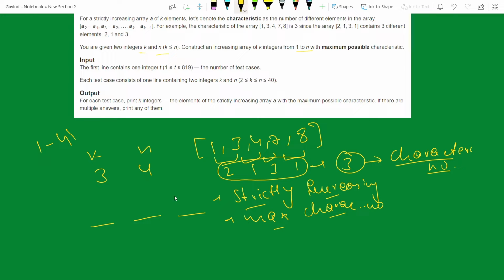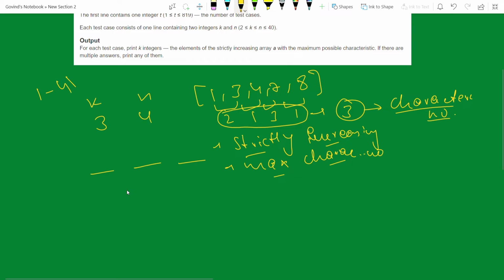So let's try to make some examples and try some test cases. We can put here a 1, then 2, then 3. Now it is strictly increasing, so the first condition is satisfied, and the second condition is that it should have the maximum characteristic value. Let's check for it. The difference here is 1, and again the difference is 1. So what are the distinct elements that we are getting? It is 1. But can we get more than that?